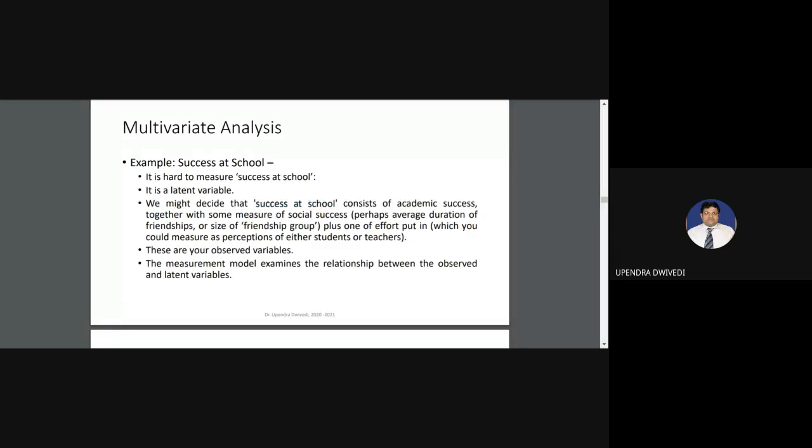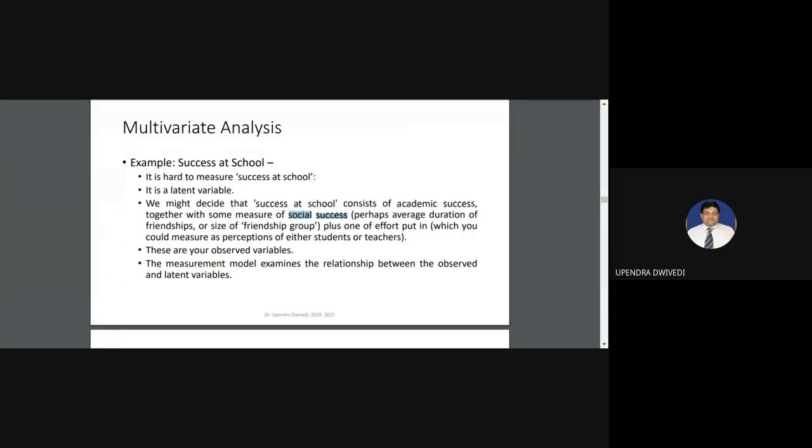For example, you can measure it in terms of academic success or social success. Now, academic success and social success are dependent on various predictors. So academic success can be dependent on your marks, your performance in viva assessment, your classwork performance, your assignment submission, and social success depends on your friendship, your size of friendship, your Facebook network, your social network, and so on.